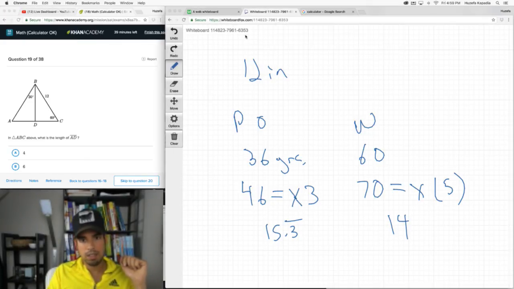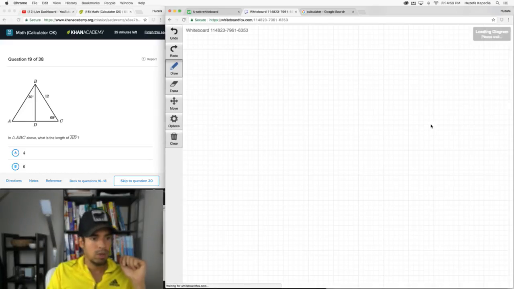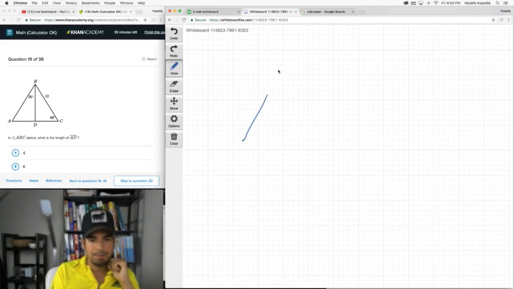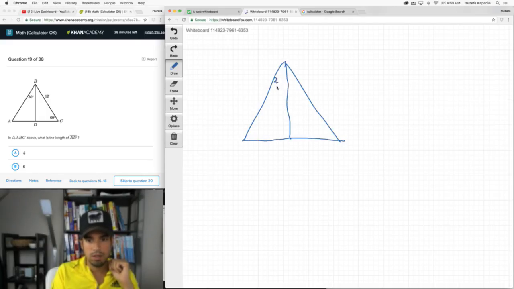Okay, so now we've got this one. How are we doing? 39 minutes. So we've got a triangle. What is the length of AD? It doesn't say. I'm going to look at this. This looks like 60. This looks like a straight line. It doesn't say figure not drawn to scale.